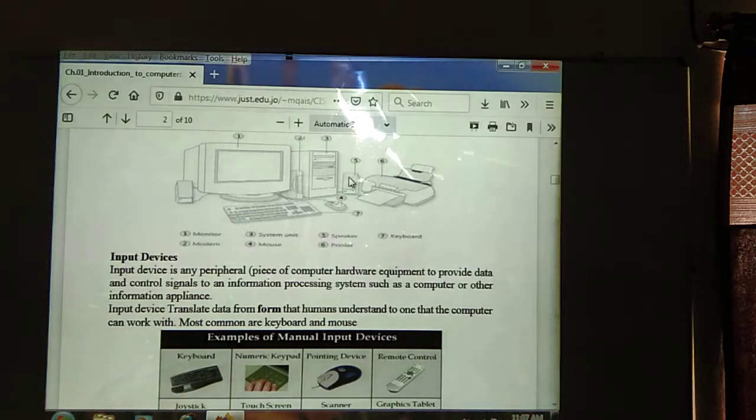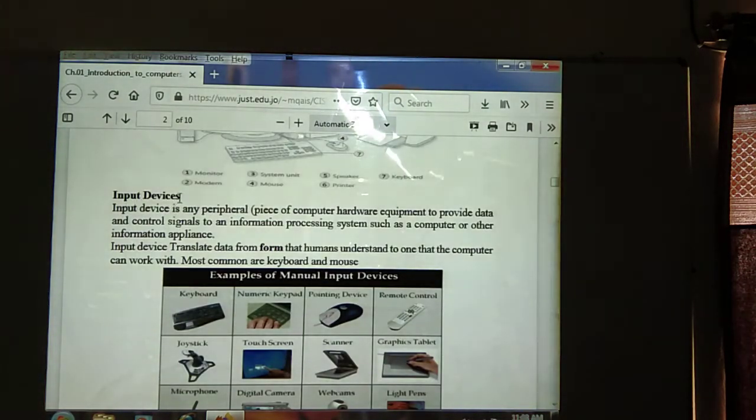Next, modem is there. We can see what the modem is and how to use modems later on. Next, mouse is there. Next, printer. These are the physical parts of a computer. We need to call it what? Hardware. First, we can see the input devices.